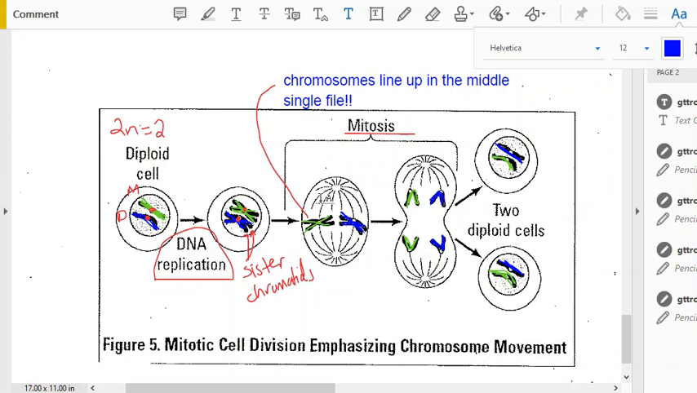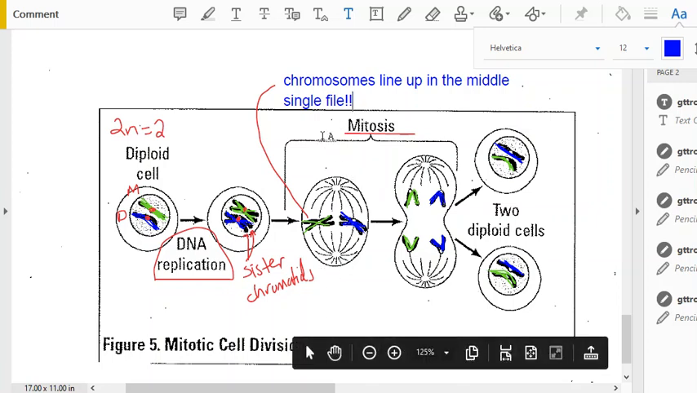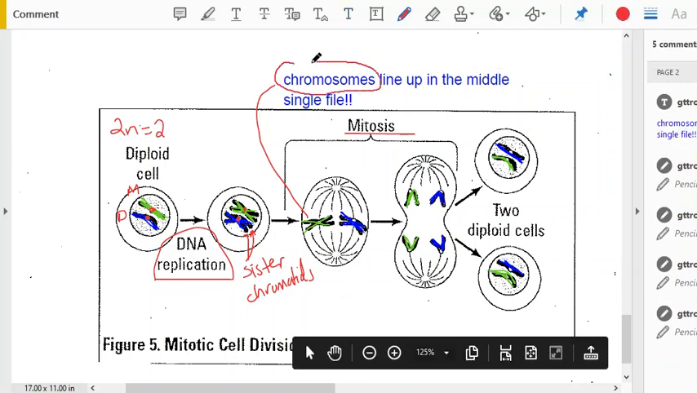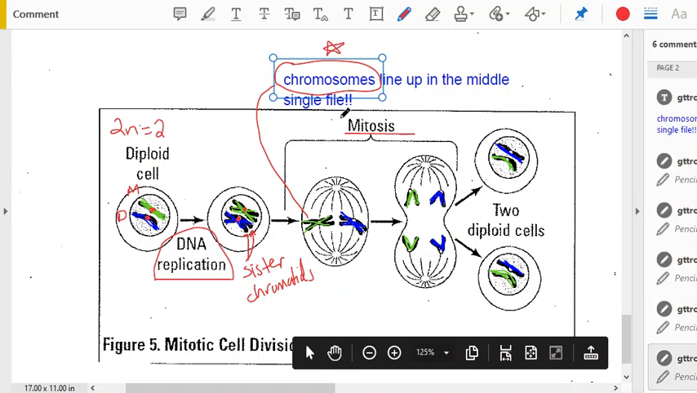Don't let the orientation of this, if you could rotate this or if you tilt your head to the right, don't let the orientation of the cell throw you off. Sometimes this might look like a horizontal line of cells, sometimes it might look like a vertical line of cells, but the point is they're all lined up in the center of the cell. The chromosomes line up in the center of the cell. Cannot emphasize that enough. The individual chromosomes are what line up.